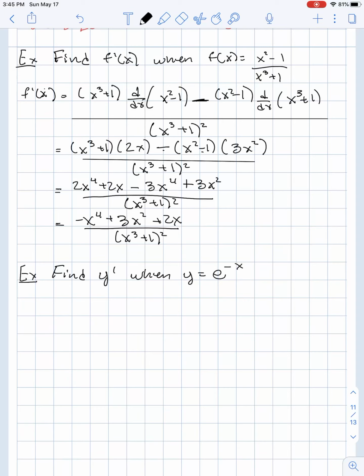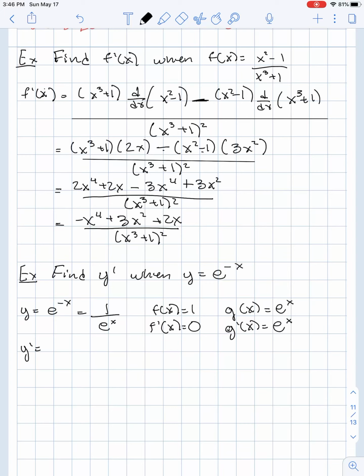What? That's not a quotient? How am I supposed to use quotient rule when I don't even have a quotient? Make a quotient. So, y equals e to the negative x. We know, because we're super good with our exponential rules, that this is 1 divided by e to the positive x. All right? So, we can make f of x equal to 1 and g of x equal to e to the x, meaning f prime would equal 0, derivative of a constant is 0, and g prime of x would equal e to the x. And then you can plug and chug from there.